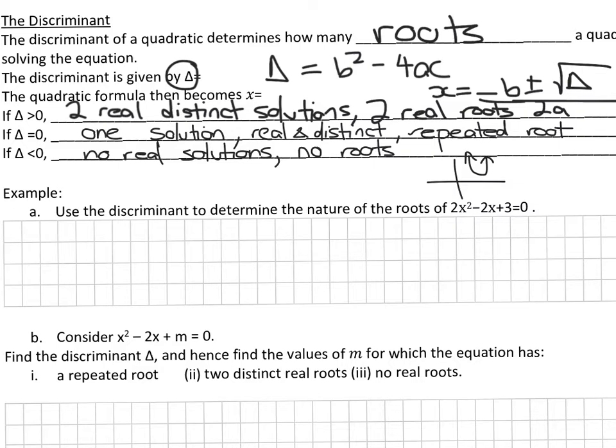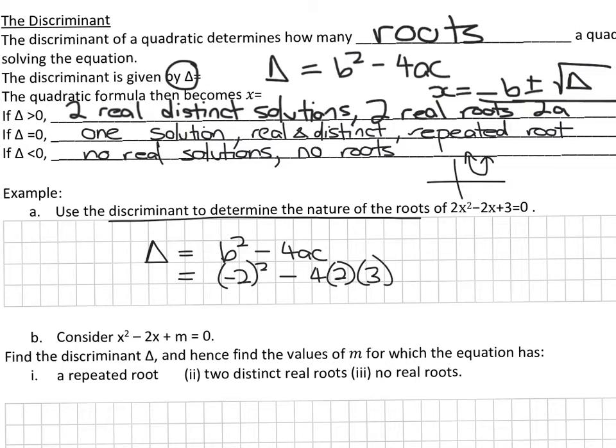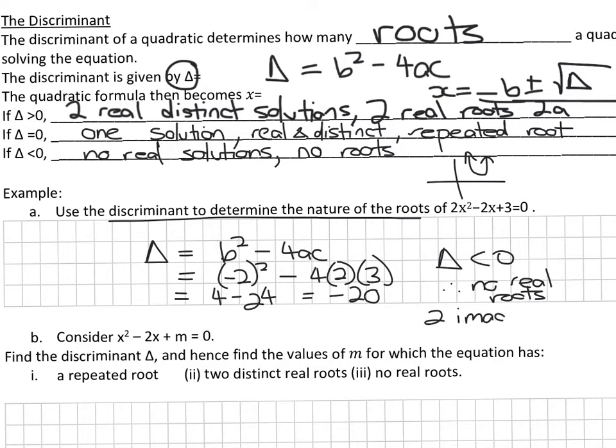So if we've got a question like that, use the discriminant to determine the nature of the roots. We can go, well, the discriminant equals b squared minus 4ac. So the b is going to be negative 2, so negative 2 squared minus 4 times 2 by 3, so it's going to be 4 minus 24, which is minus 20. So the discriminant here is less than 0, therefore there are no real roots, and there are actually two imaginary roots. Okay, that would be the answer for that question.